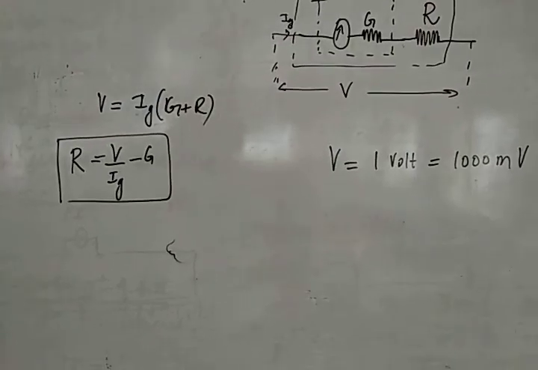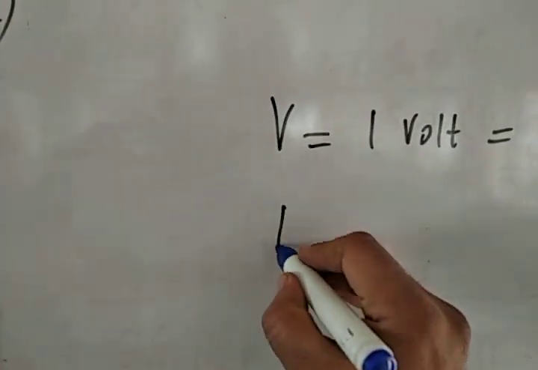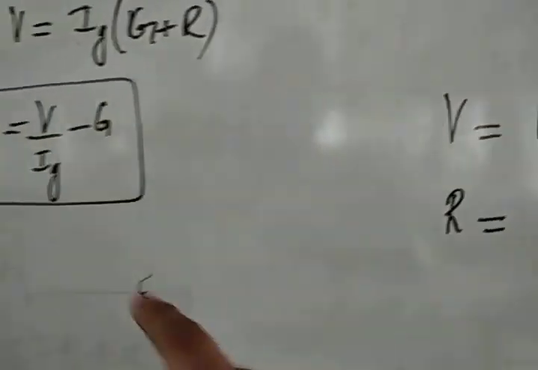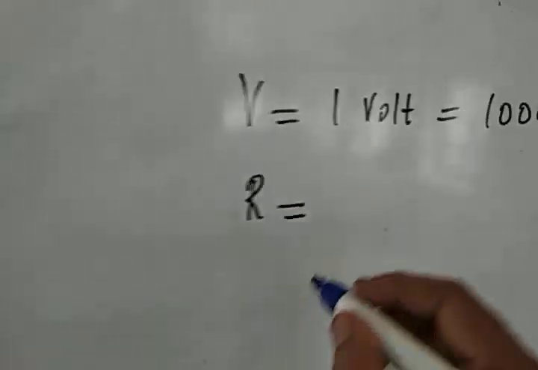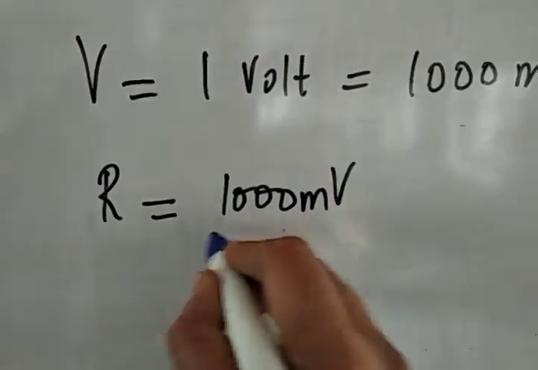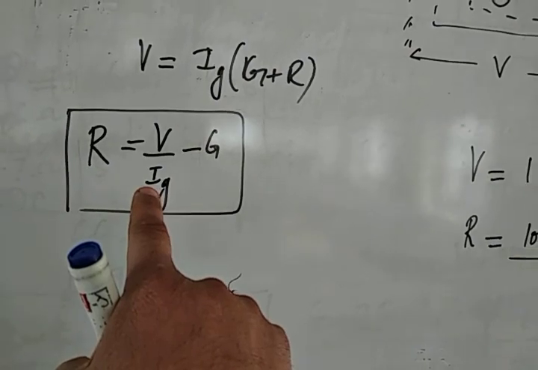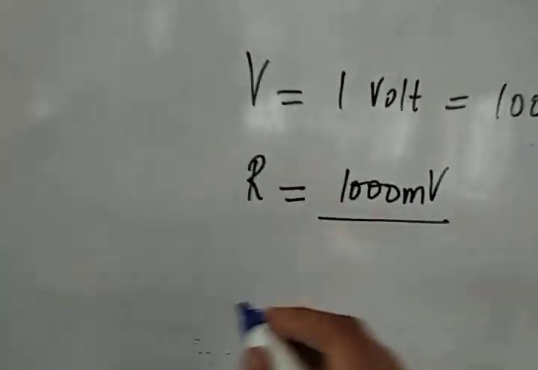So in our case, how much is the series resistance? Let us calculate. R is equal to 1 volt. Instead of 1 volt, we'll be writing 1000 millivolts divided by Ig. The full-scale deflection current for our galvanometer, we have already calculated that.